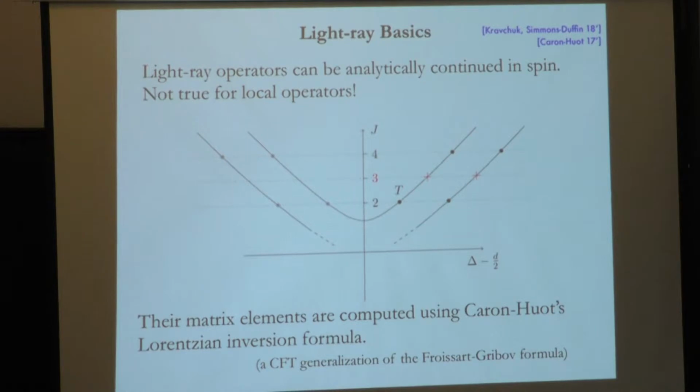Now, why are these light ray operators very interesting? One reason is that they're closely related to a phenomenon of analyticity in spin, which occurs in quantum field theories, presumably in gravity also. And the statement is that usually when we have a spectrum of particles or a spectrum of local operators, it's labeled by discrete labels, which is spin 0, 1, 2, 3.